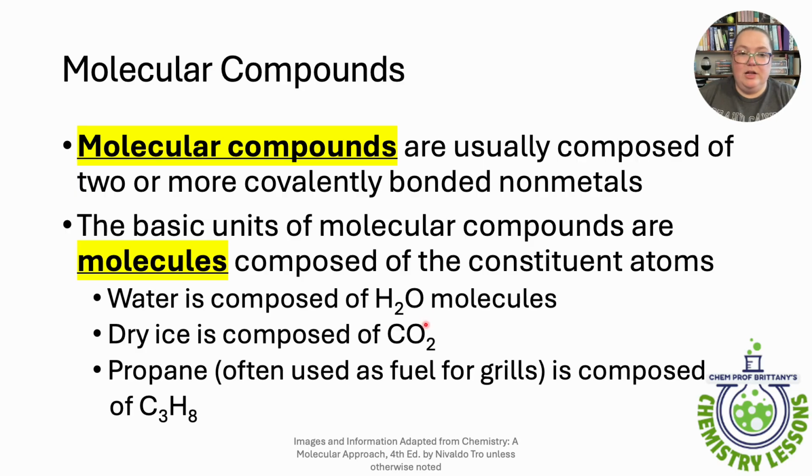Water is made up of molecules of H2O. So it's H2O, H2O, H2O, etc. Dry ice is just solid carbon dioxide, so it's CO2 molecules. And then propane, which is what we use for grills, is composed of C3H8 molecules. So individual groups that have 3 C's and 8 H's.